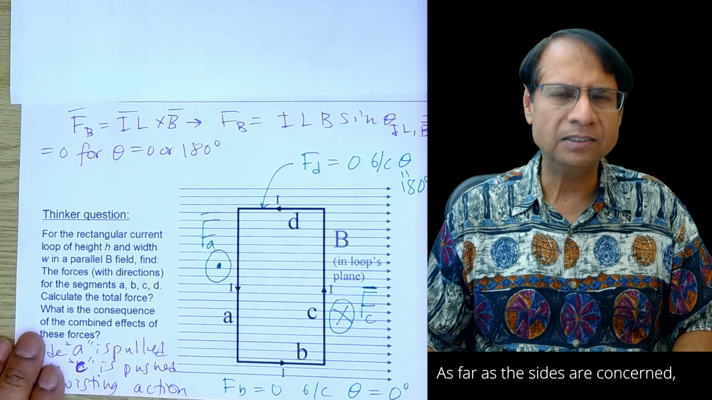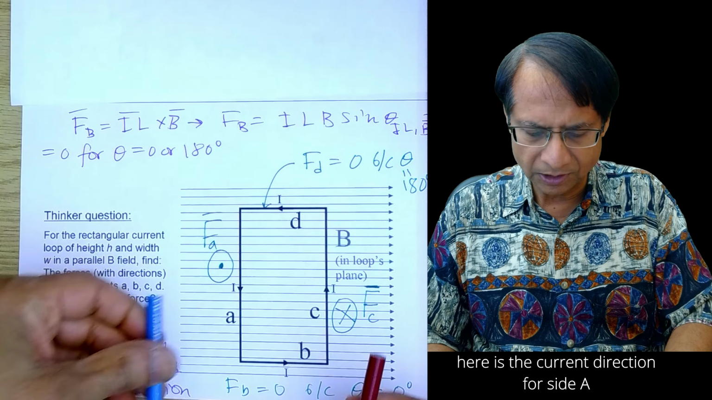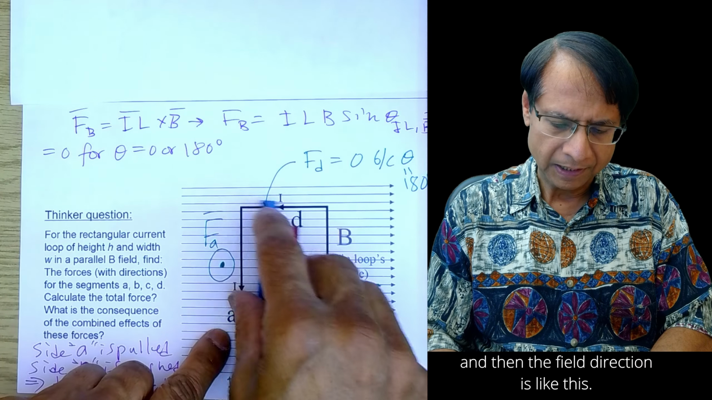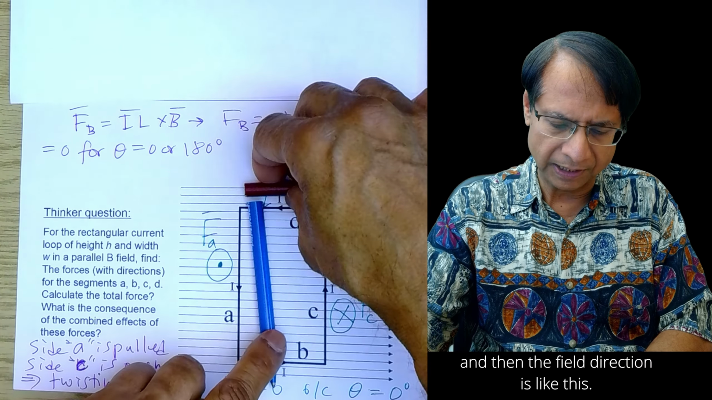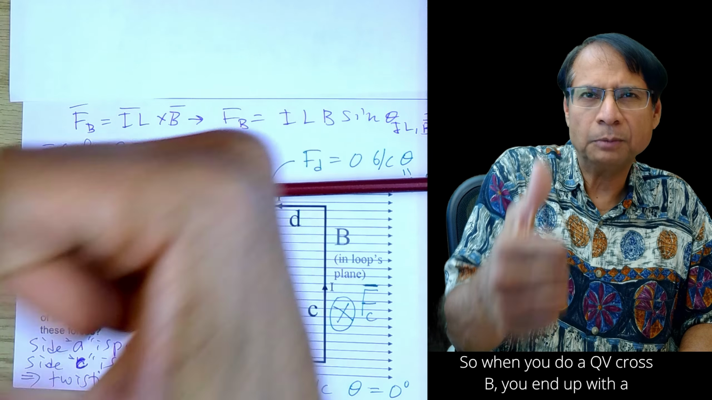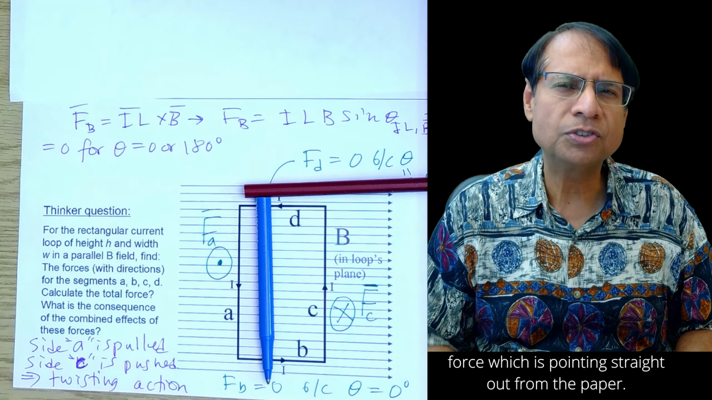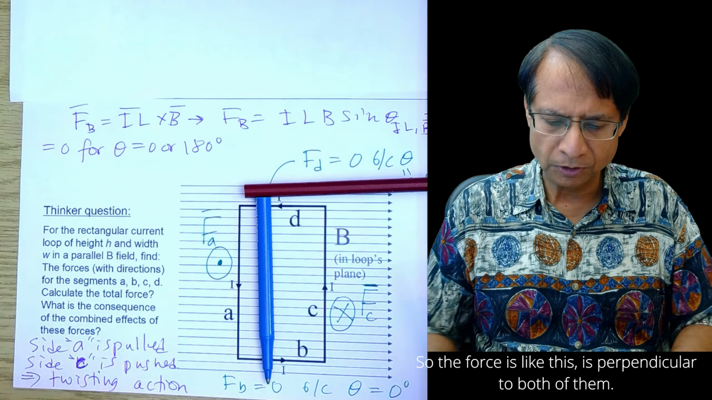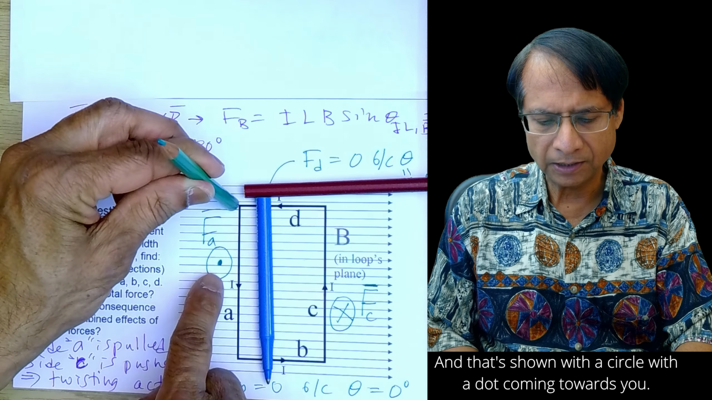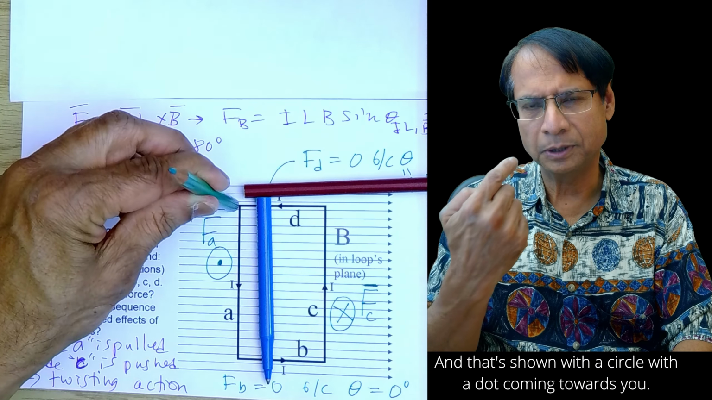As far as the sides are concerned, here is the current direction for side A, and then the field direction is like this. So when you do a QV cross B, you end up with a force which is pointing straight up from the paper. So the force is perpendicular to both of them, and that's shown with a circle with a dot coming towards you.